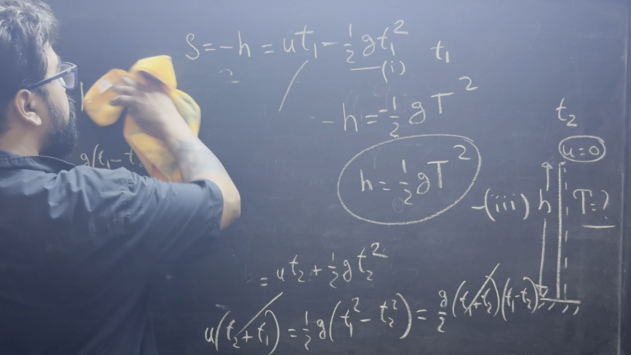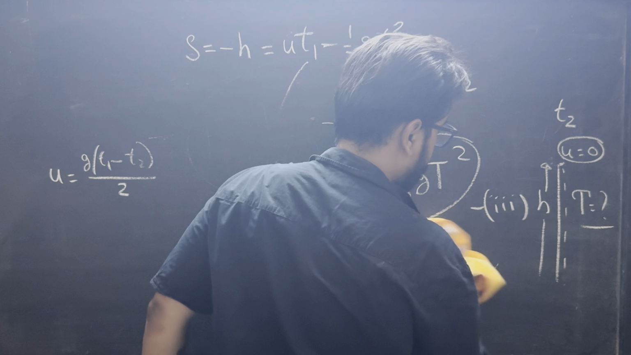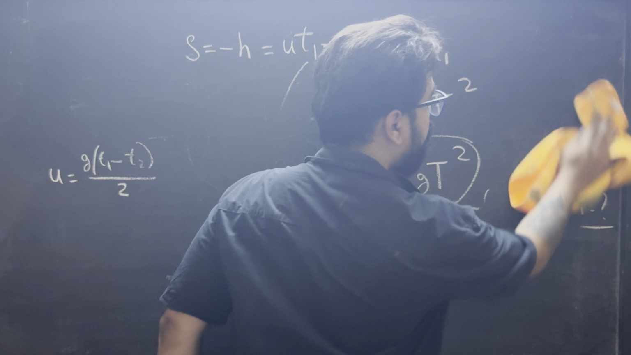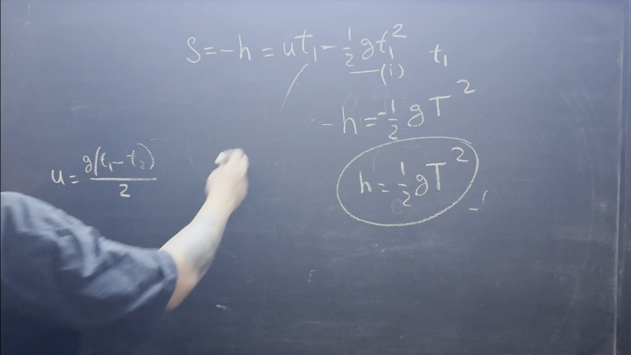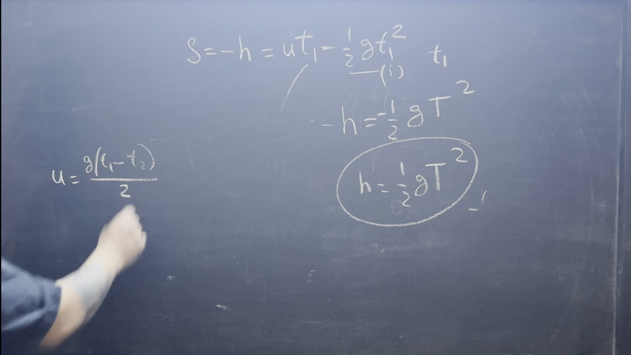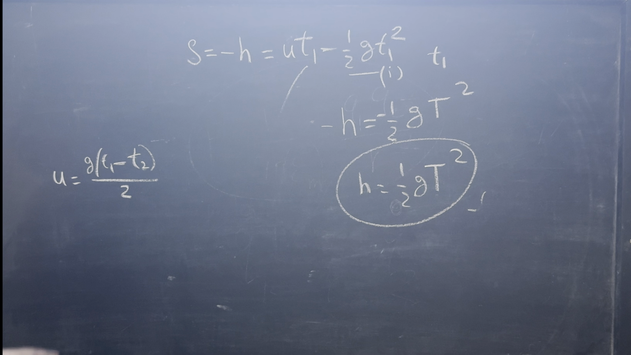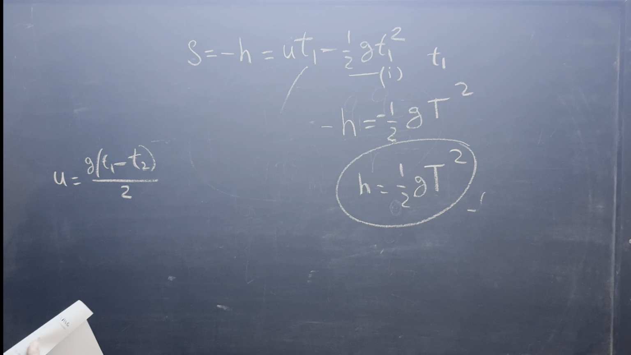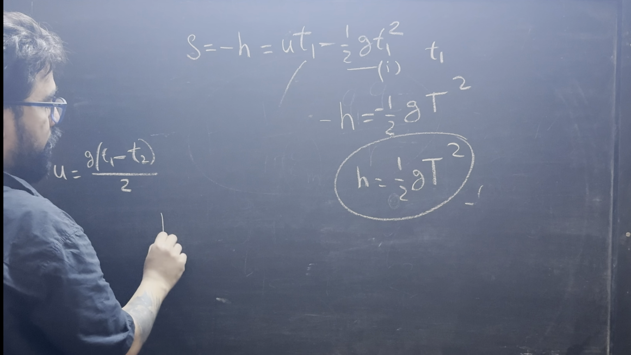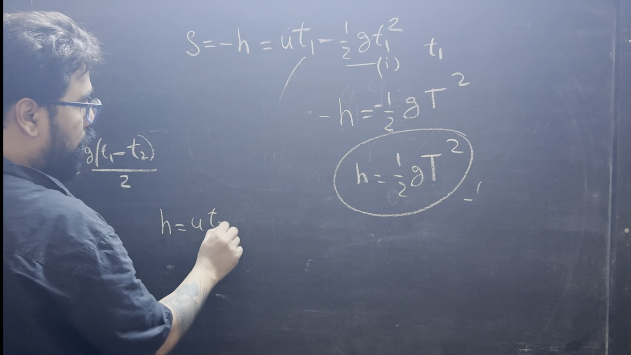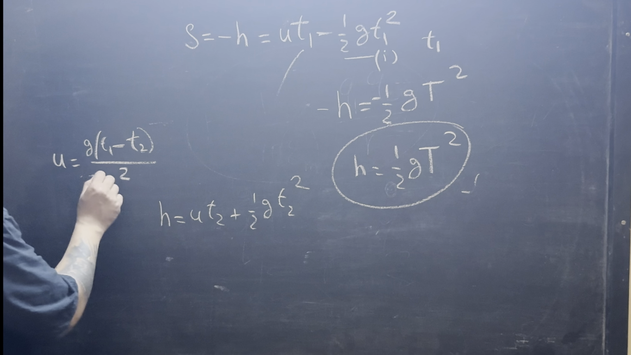So what I am going to do is, let me just erase this part. I'll put the value of u that I calculated from here either in equation 1 or in equation 2. Whichever equation you feel like, you can put this u and you get the h. So what was equation 1? Or you can go for equation 2 which I have erased here. So equation 2 was h equal to ut2 plus half g t2 square, right? Put this value of u here.